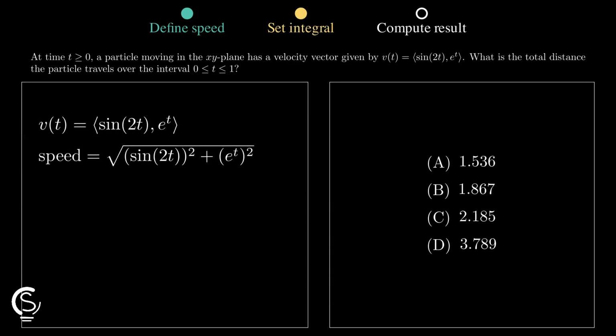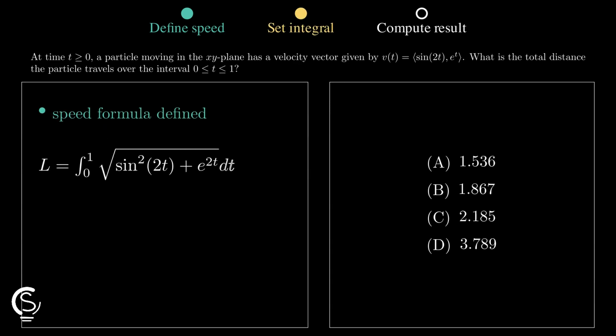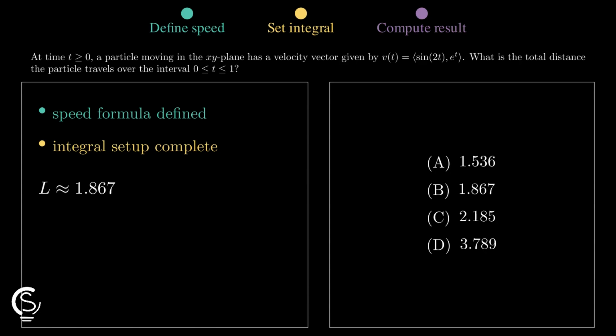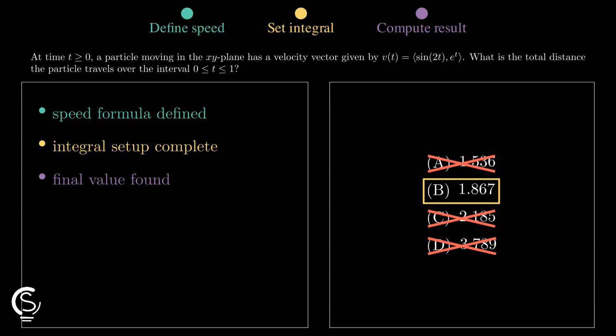We integrate this speed function over the given time interval from 0 to 1. This represents the total path length traveled by the particle in the plane, so let's go. Using a calculator for this definite integral, we find the numerical value. Comparing this result to our choices confirms that option B is the correct answer for this problem.